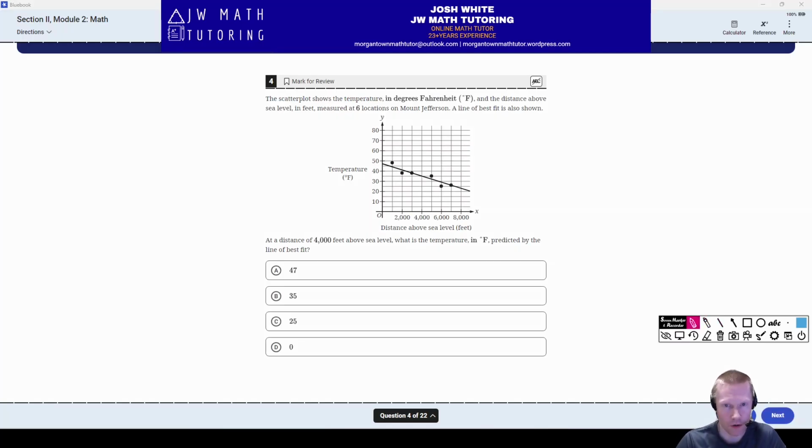Next up, question number 4. We have a scatter plot with a line of best fit, and we just want to know when the distance is 4,000 feet, so draw a straight line up to the line of best fit, and then go over to the temperature. What is the temperature? So it's basically going to be right around 35 degrees. So the correct answer for this is letter B, and we can move on to the next question.